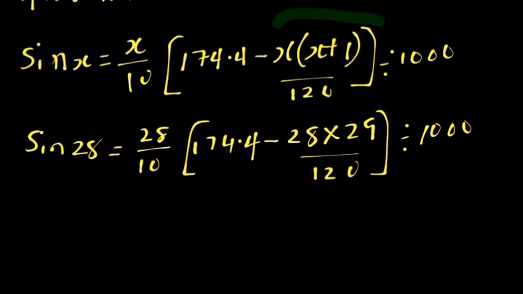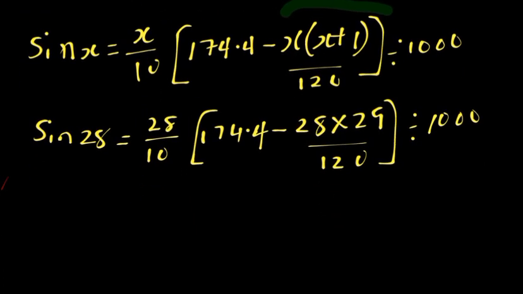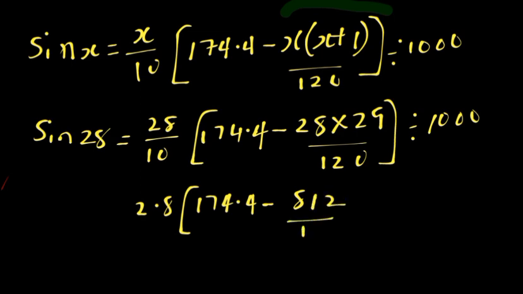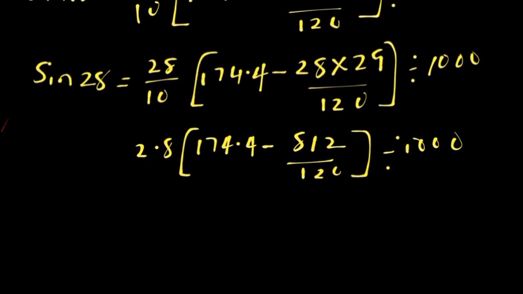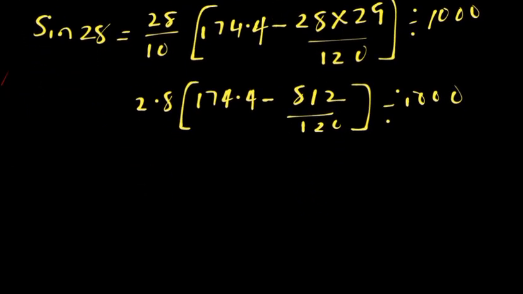Now what I'm going to do next is I'm going to solve this. So solving this, 28 divided by 10 will be 2.8. Then here will be 174.4 minus 28 times 29, that will give 812 over 120. So I'm doing simple arithmetic, divided by 1000. Now I'm going to solve this.